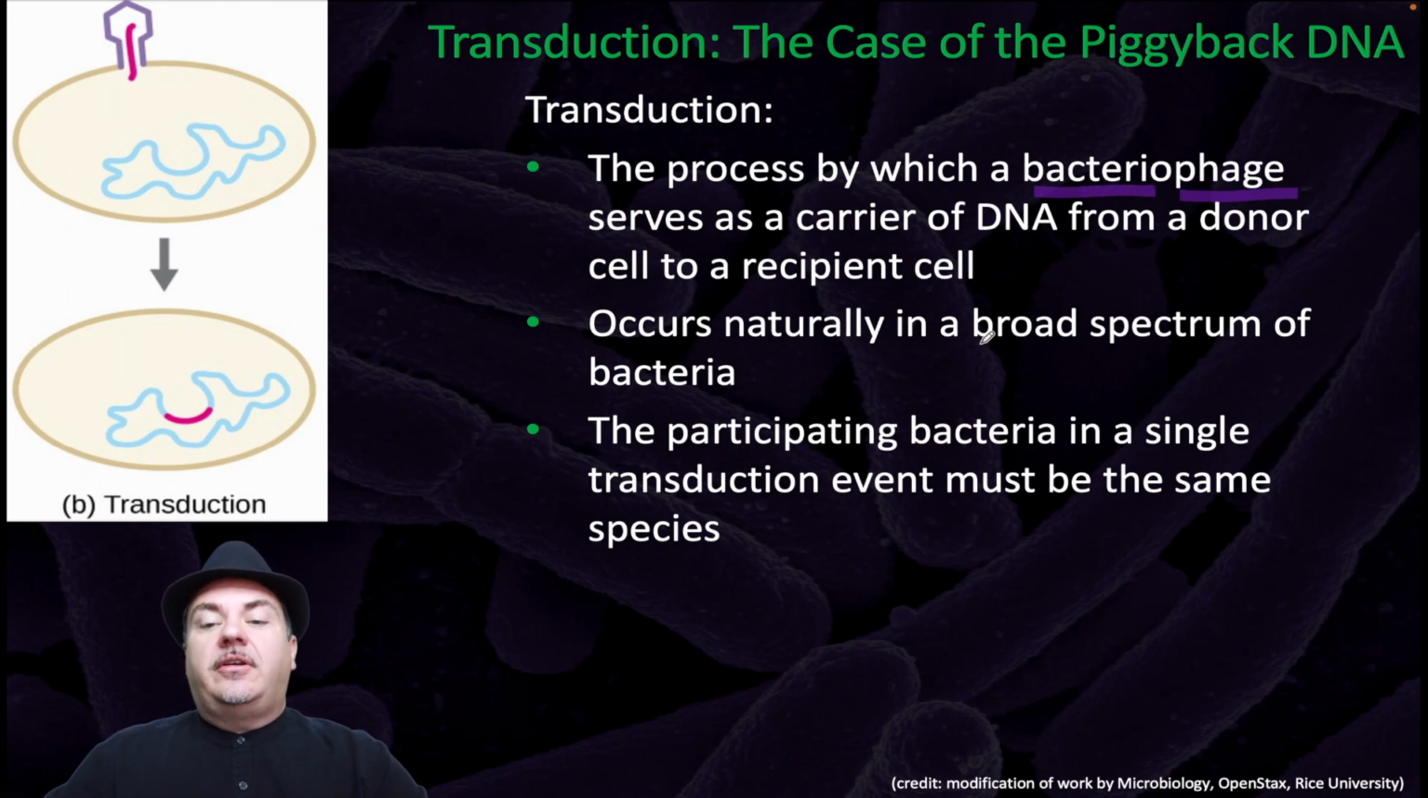Transduction occurs naturally in a broad spectrum of bacteria, and the participating bacteria in a single transduction event must be the same species. All right, so what this means is when a bacteriophage infects a bacteria, it injects its DNA into the bacteria. That DNA can then be integrated into the bacterial chromosome.